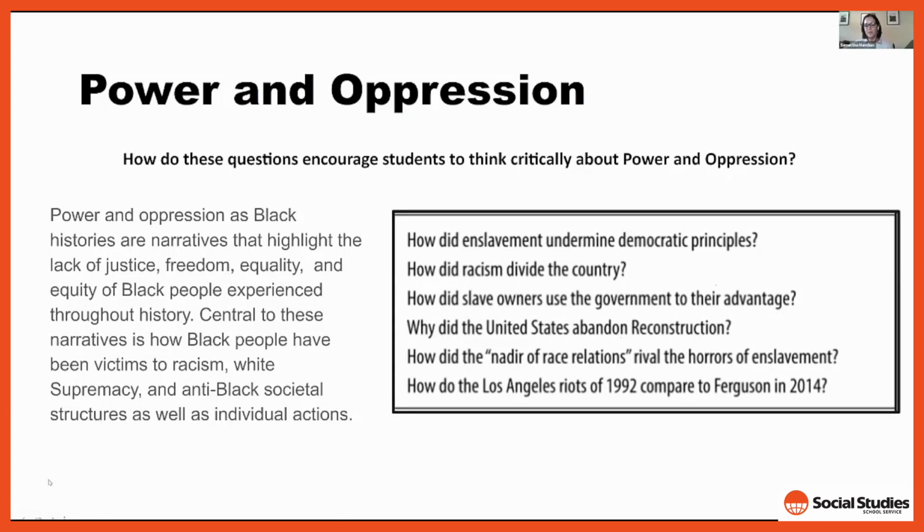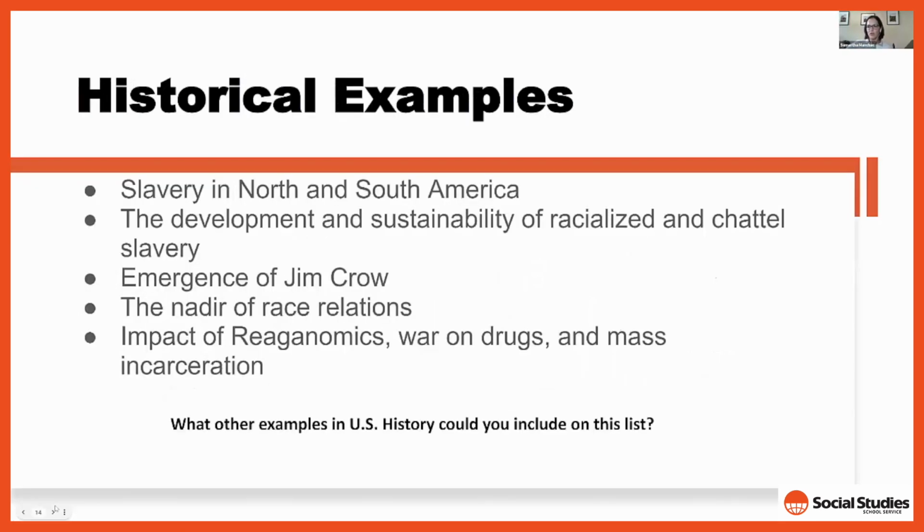These questions are examples of ways that you can ask students to think about power and oppression in topics throughout U.S. history. Notice that they're not simply asking students to recall information. They're encouraging students to examine power dynamics in history and the impact of that power imbalance on the lives of Black people throughout history. We have several historical examples of time periods where you could examine power and oppression. These include slavery in North and South America, the development and sustainability of racialized and chattel slavery, the emergence of Jim Crow, the nadir of race relations, and the impact of policies such as Reaganomics or the war on drugs and mass incarceration.